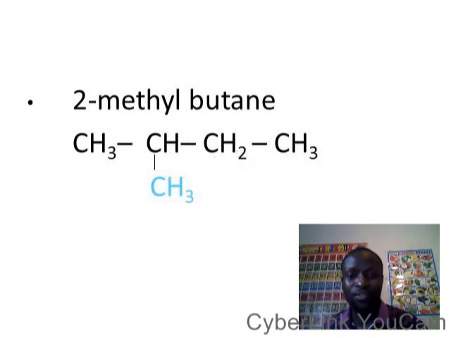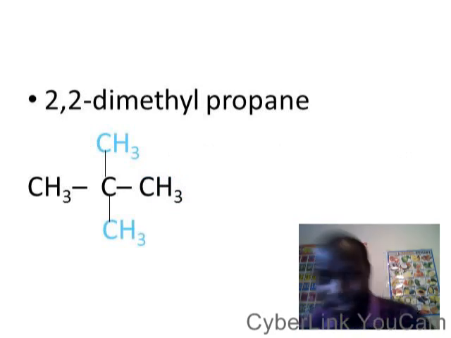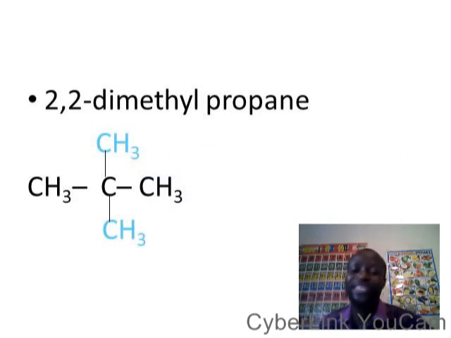So let's move on. Now the last isomer is 2,2-dimethylpropane. How did we get this? Pick the longest chain. Now, the one on the horizontal, let's consider that. You can also consider the one on the vertical, but let's choose the one on the horizontal. This is carbon 1, carbon 2, carbon 3. And 3 carbon atoms under alkane is propane. That's how we got this propane.